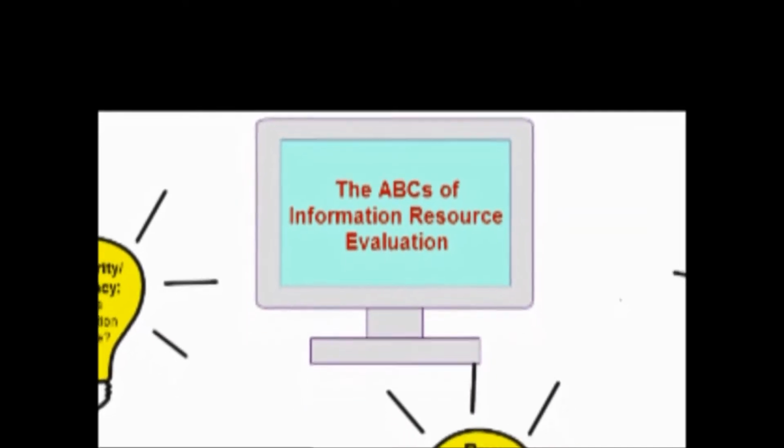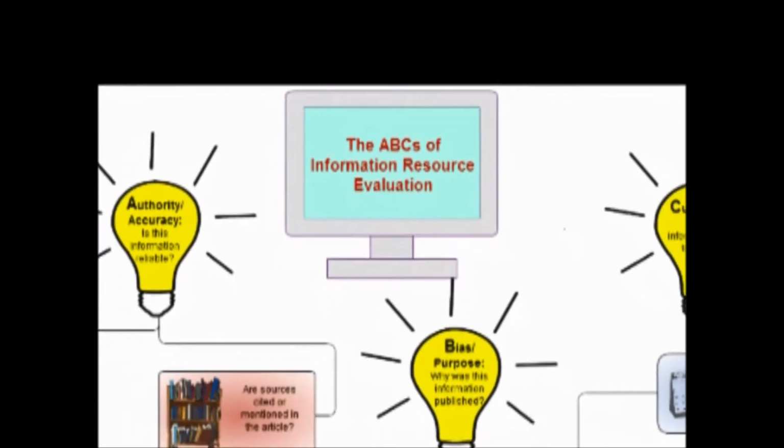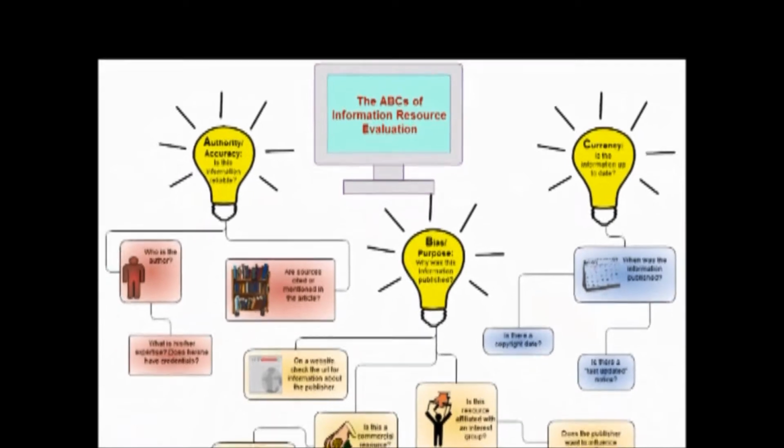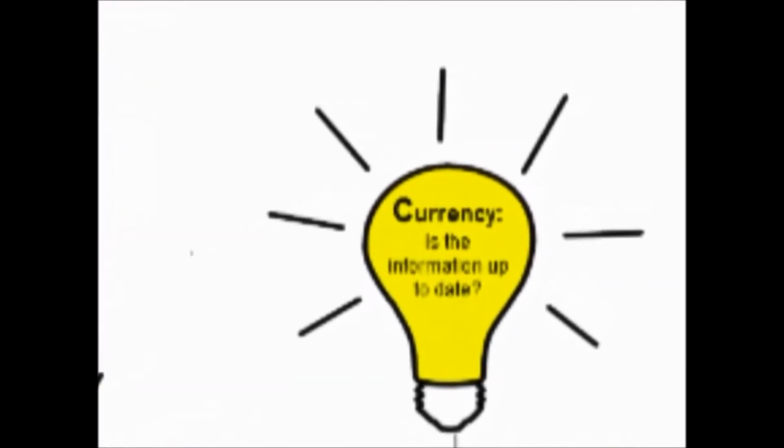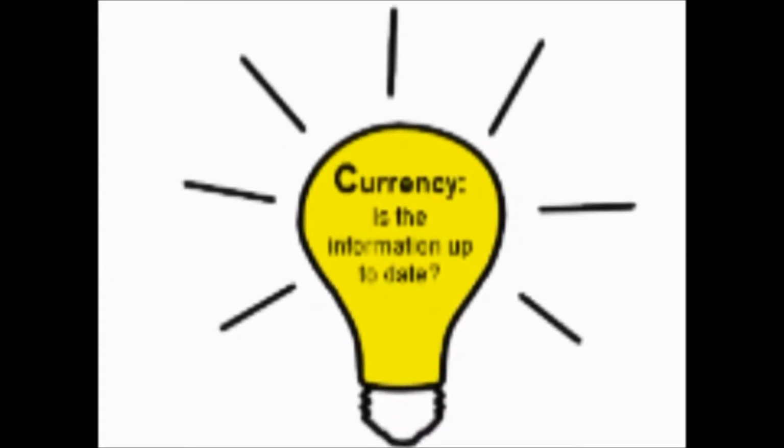This tutorial is going to focus on the C of the ABCs. The C stands for currency. When you are going to evaluate an information resource for currency, you're asking yourself, was this information published recently enough so that I can be sure it does not contain out-of-date information?